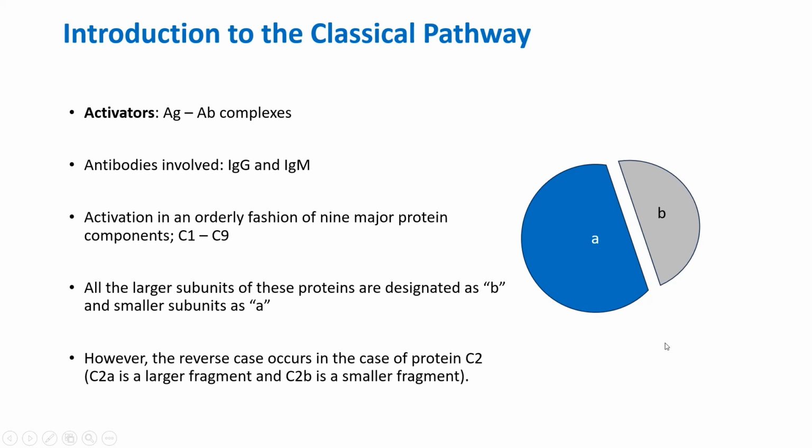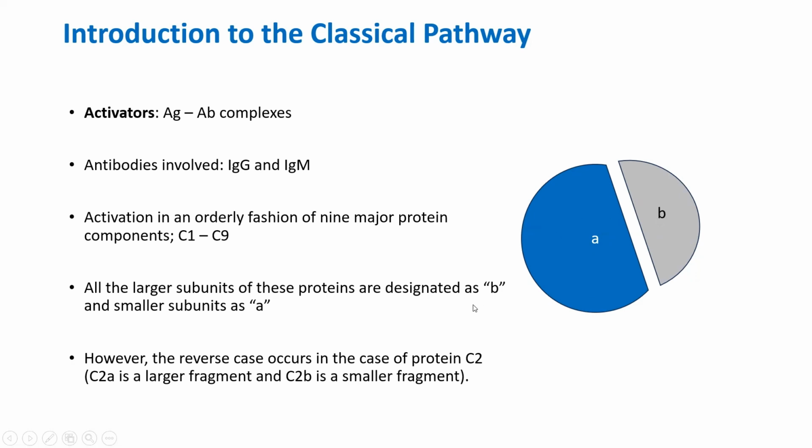The only difference is in the case of C2, which is what I've drawn here. For C2, the bigger portion is the A part, and the smaller portion is the B part. I repeat: for almost all the other proteins, the bigger subunit is normally B and the smaller one is A. But C2 is the only exception, where the bigger portion is A and the smaller portion is B.